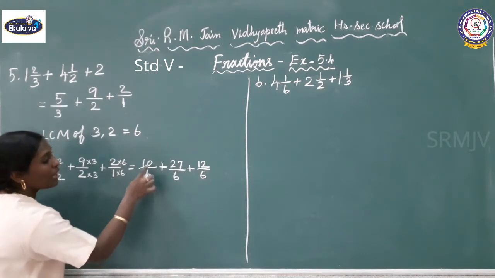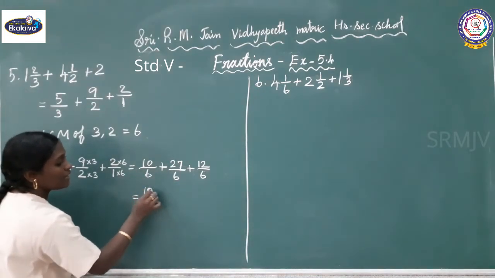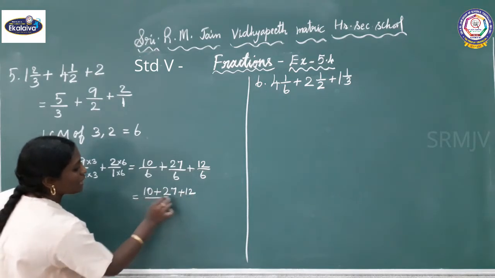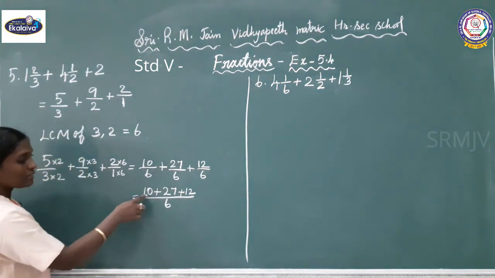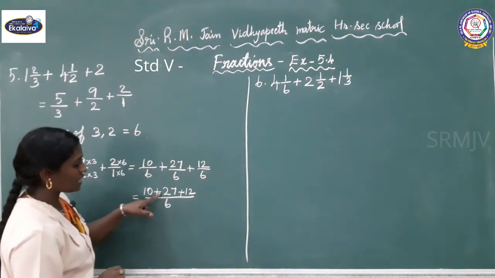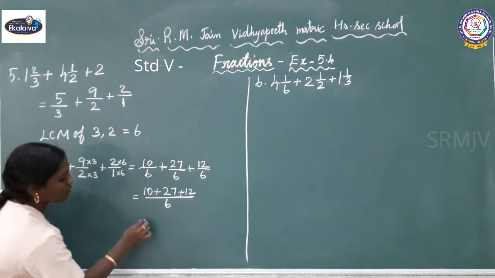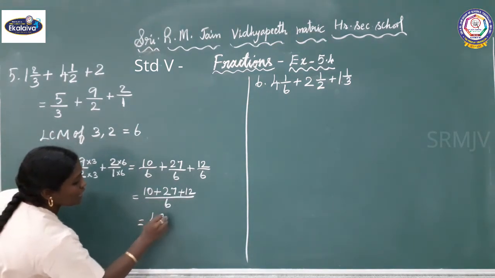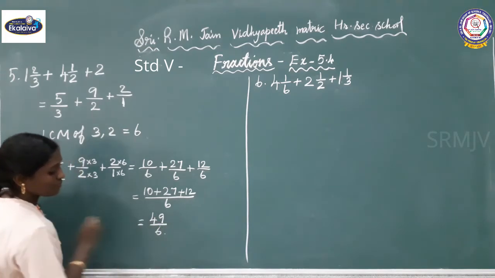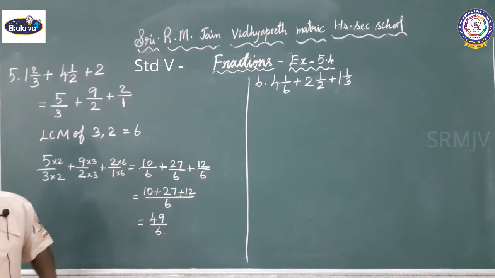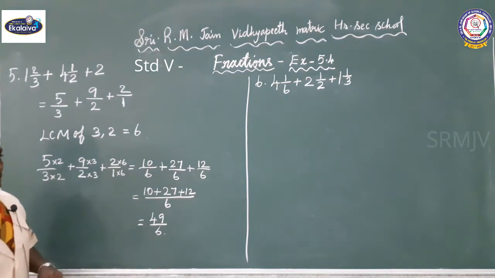Now we have to add the numerators. 10 plus 27 plus 12 by 6. Here 10 plus 27 is 37, 37 plus 12 is 49. Now we will get 49 by 6. Okay, now we got an improper fraction. We have to convert it into a mixed fraction.